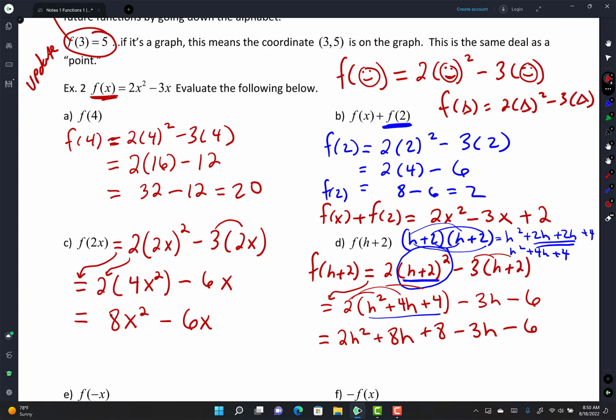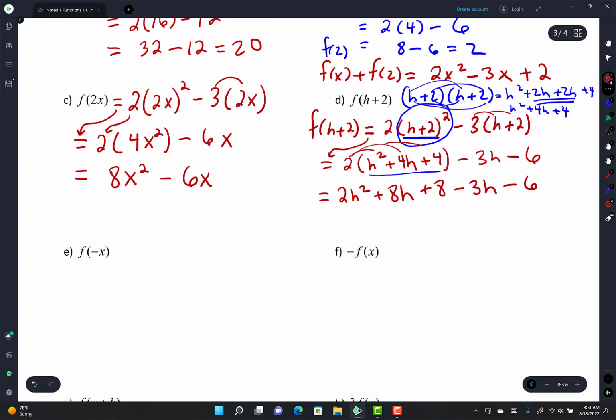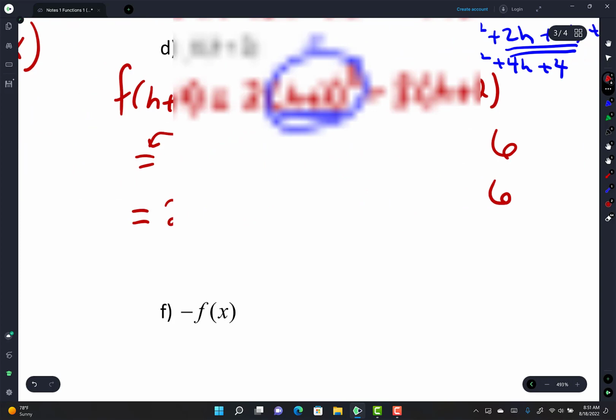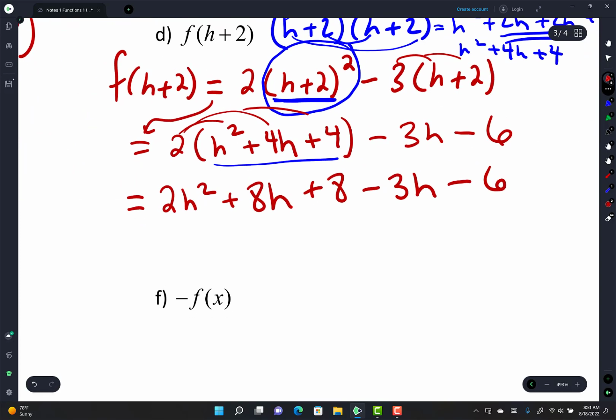I'll slow down and zoom in because I can see some of you guys squinting. Did that help when I zoom in like that?